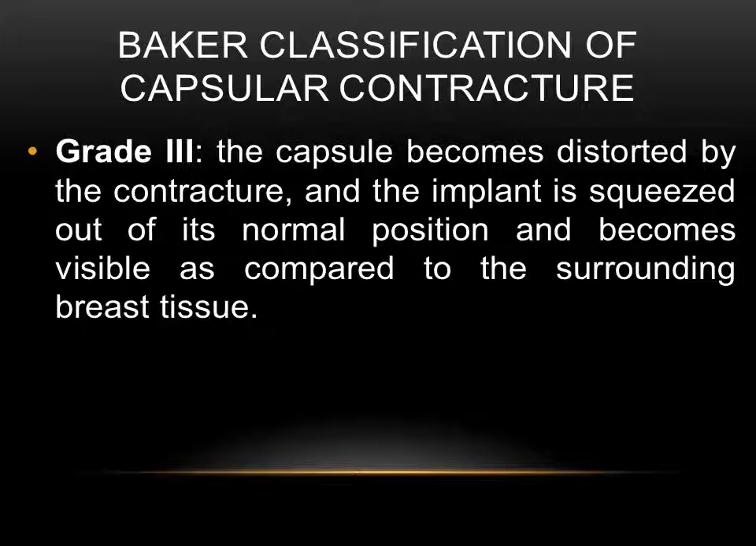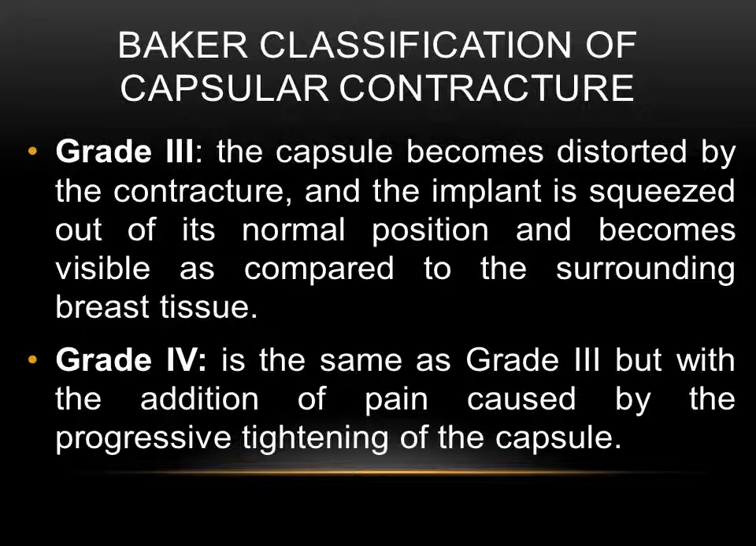Grade 3 capsular contracture is where most patients will come in with a complaint of a distortion of the appearance or where there is a definite problem in the appearance of one breast as compared to the other. And grade 4 capsular contracture is the same as grade 3, but there is the addition of pain caused by the progressive tightening of the capsule. When a patient comes in with grade 4, the most common complaint is not only the distortion, but the patient is uncomfortable or suffering from pain on that particular side.